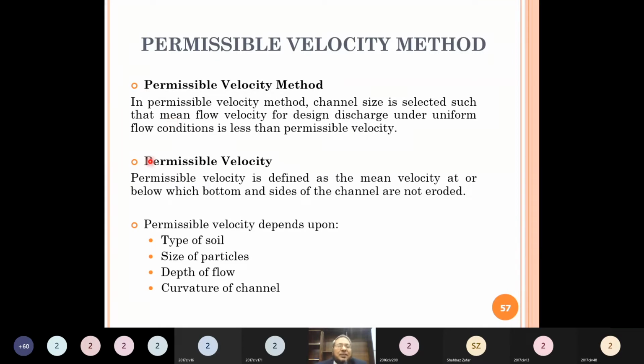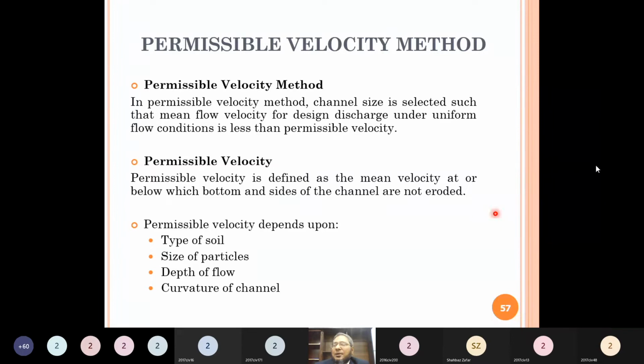And what is the permissible velocity? What is its definition? Permissible velocity is defined as the mean velocity at or below which the bottom and sides of the channel are not eroded. That means no sediment, either on the bed or on the sides, will move. So that velocity is permissible, which is the allowed velocity in a channel.